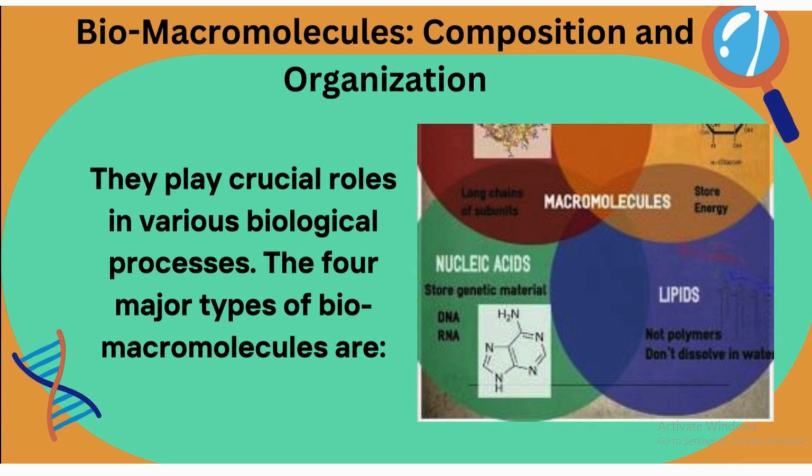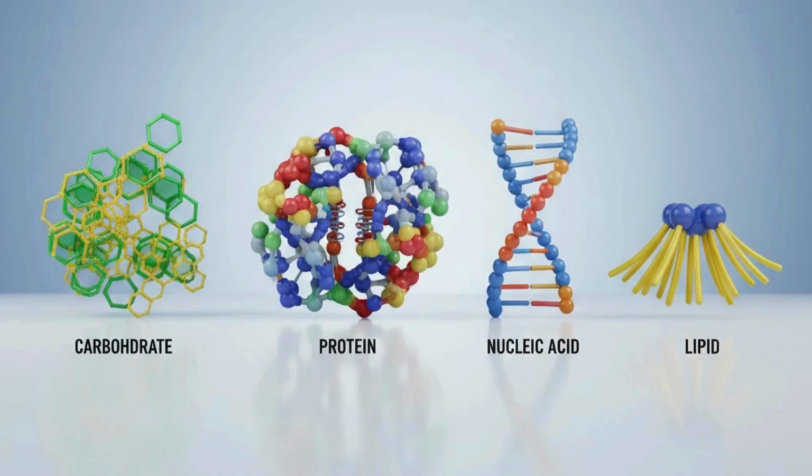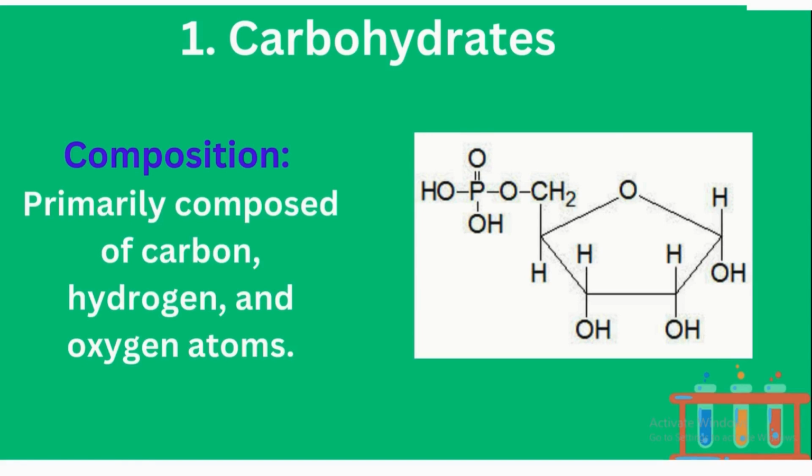There are four major types of the biomacromolecules. We will discuss one by one all these four biomacromolecules. These are the carbohydrates, proteins, nucleic acids, and lipids. Firstly, we will discuss what are the carbohydrates and what are their compositions, organizations, and the function.